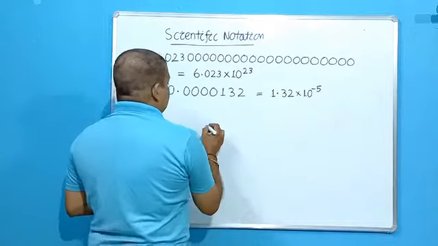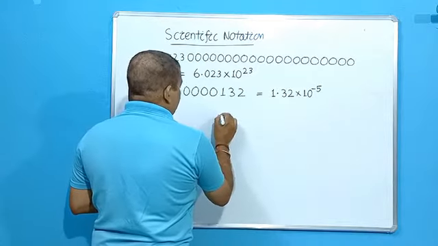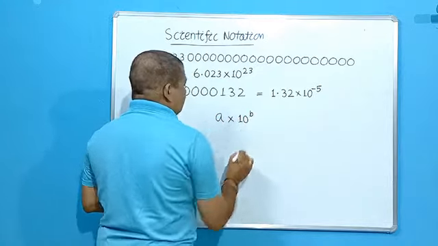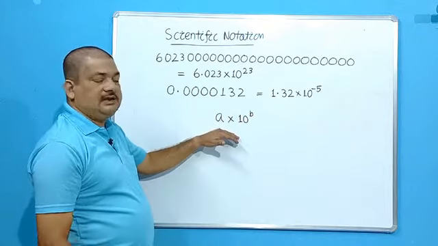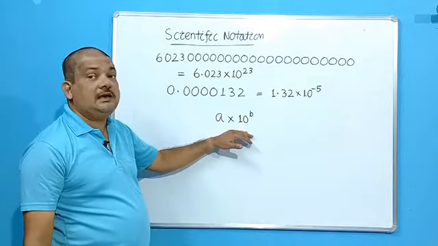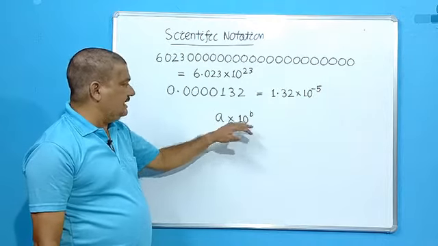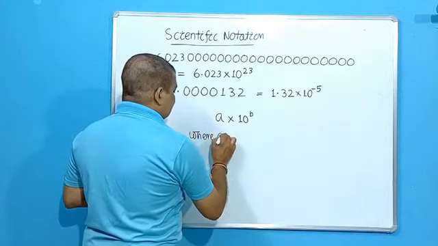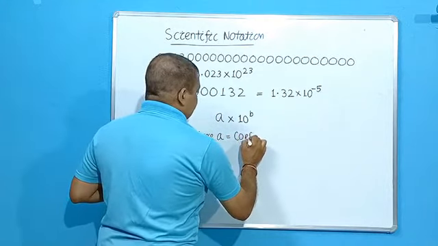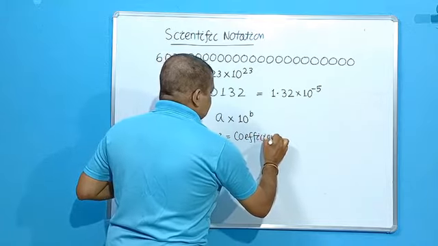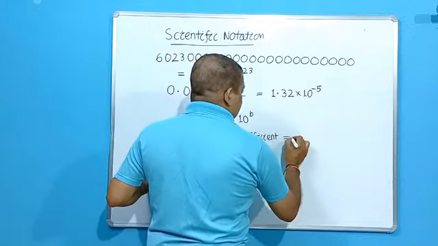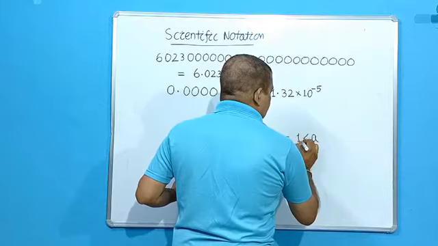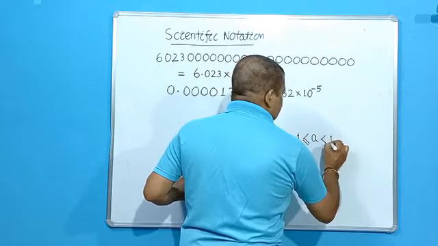Okay, how do we use it? Now we normally write a number in terms of a into 10 to the power b. So this is the normal scientific method, or scientific notation, of expressing any number. Then let us know what a and b are. Here a is called the coefficient. Its value will lie between, or equal to, 1 but less than 10.